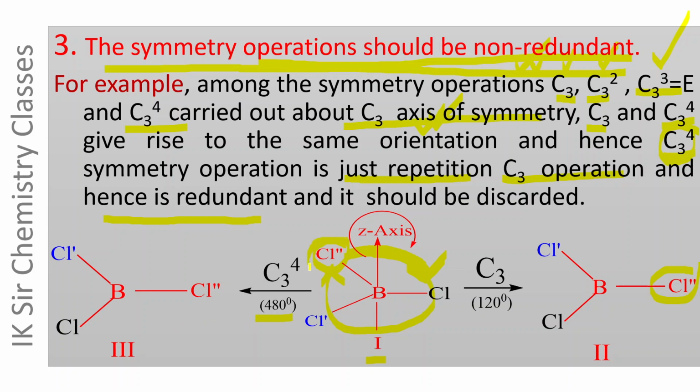This Cl double dash atom will come to this position, and now let us look at orientations 2 and 3, which are identical. It means the net result of C3⁴ operation is the same as that of C3 operation. Thus, C3⁴ operation is just a repetition of C3 operation and it should be discarded. Only three symmetry operations can be carried out about the C3 axis of symmetry.